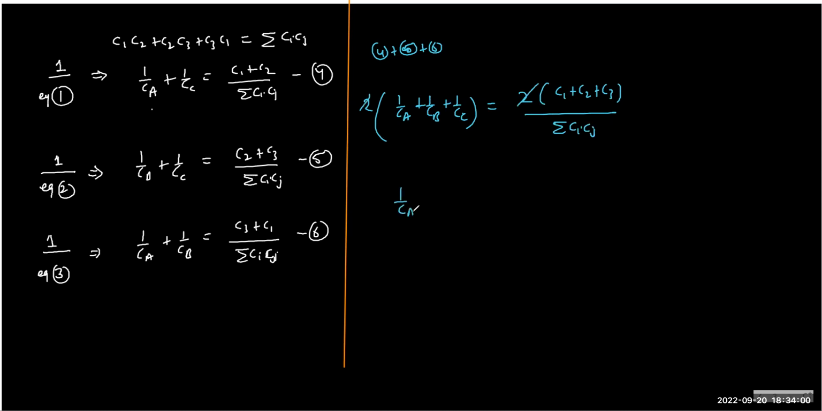So now you're done because we have a very nice answer. What we have to do is subtract 7. So 7 minus 4, 7 minus 5, 7 minus 6. You get all the answers. 7 minus 4, how much? A and C is gone. 1 by B only. And 1, 2 is gone. So C3 by summation.